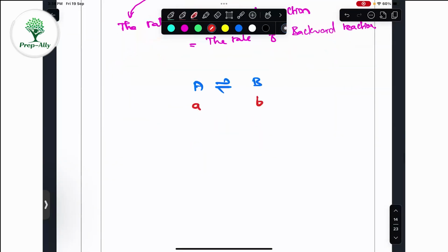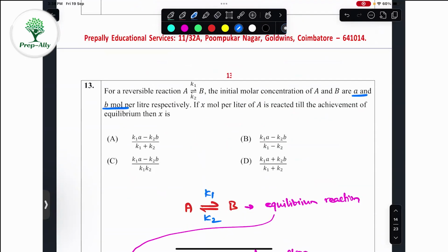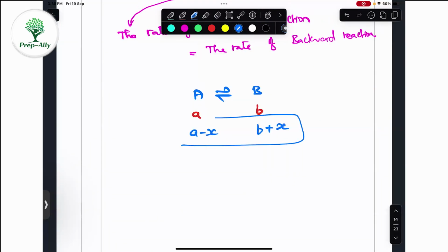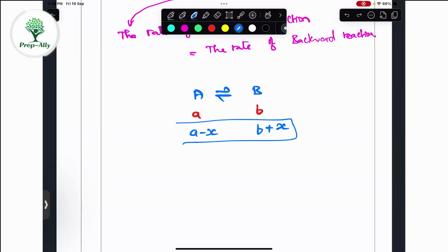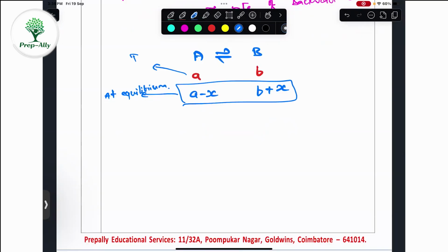If X moles per liter of A is reacted, which means X moles is decreased. And A is converted into B, so there will be an increase in the concentration of B by plus X. So this is the equilibrium condition. At equilibrium, this is going to be the concentration. This is at equilibrium, and this is the initial case.